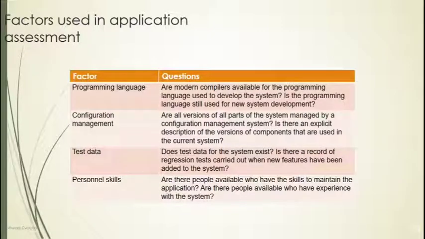Personal skills: are there people available who have the skills to maintain the application? Since it's a legacy system, whether a skilled person is still available in the organization to maintain the system, or whether there are people available who have experience with the system, has to be checked.